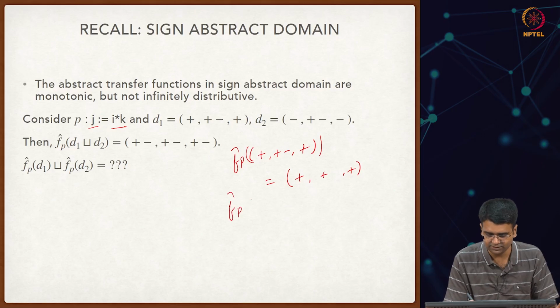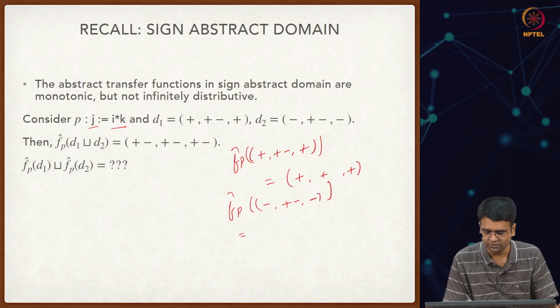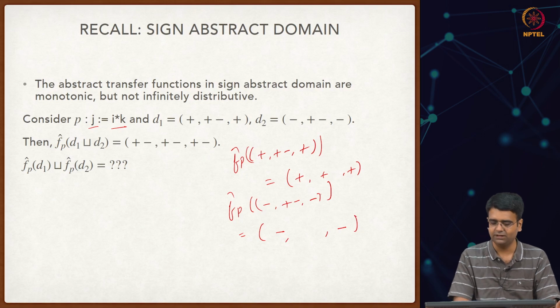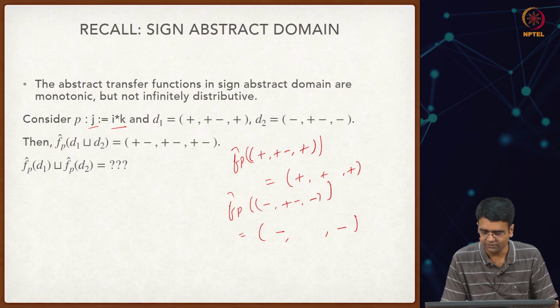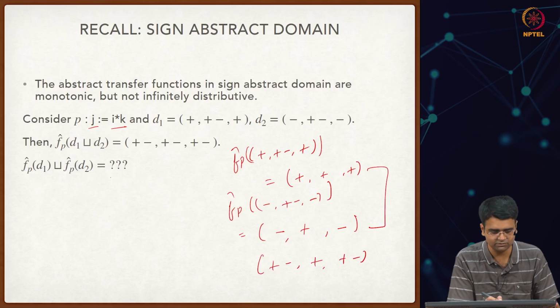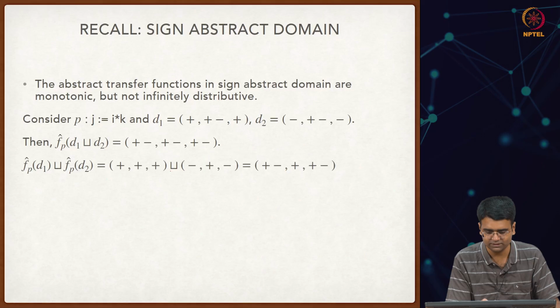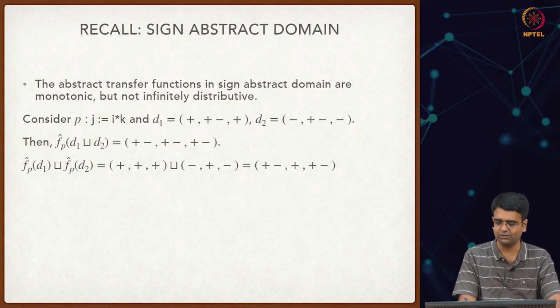Similarly, let's compute f hat P of d2, which is minus, plus, minus and minus. Again, the values of i and k will remain the same. What about the value of j? You are multiplying two numbers i and k, but they are both negative here. If you multiply two negative numbers, you are guaranteed to get a positive number, no matter what the negative numbers are. So after performing this computation, if i and k are guaranteed to be negative, then j is guaranteed to be positive. Now you take their join, again the pointwise join. So you will get plus minus, plus and plus minus, which is the same as plus minus, plus and plus minus.